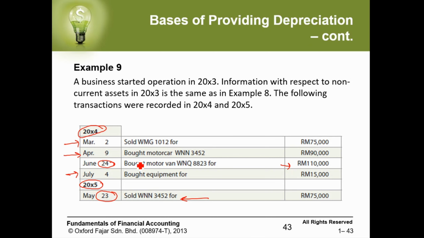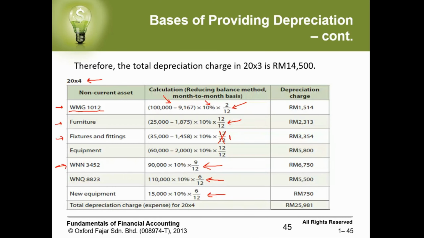So this is one of the examples about how to calculate depreciation for a non-current asset, using the straight line and using the reduction method on a month-to-month basis.